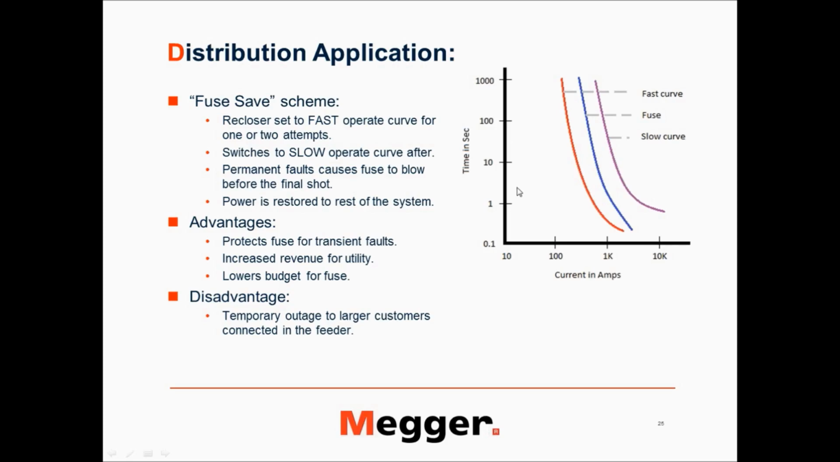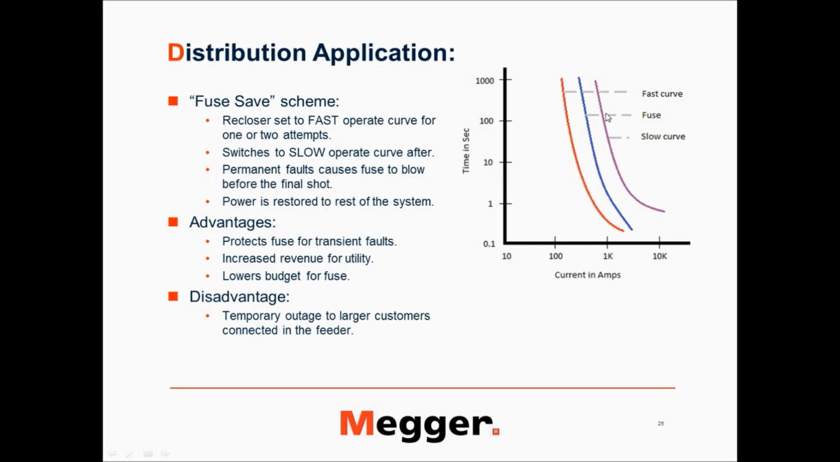So in this design point, what we are going to do is save the fuse for a couple of times. The fuse will have its own threshold. So what will happen is you will open the circuit breaker before the fuse blows. Your controller controlling the circuit breaker or auto reclosure will open the circuit breaker faster than the fuse blow time. After a couple of shots, it switches to the slow operating curve.